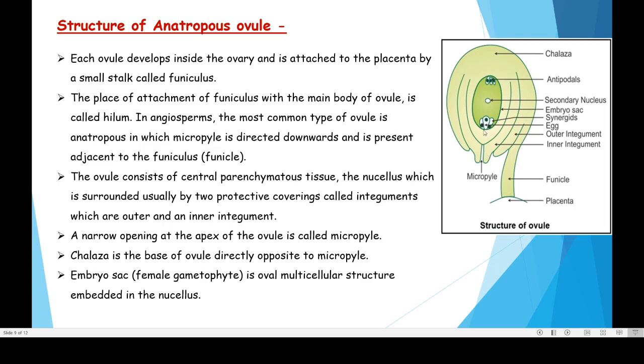Sometimes other types of ovules are also found, depending on the position of this micropyle, funicle and chalaza. These three decide the type of ovule.